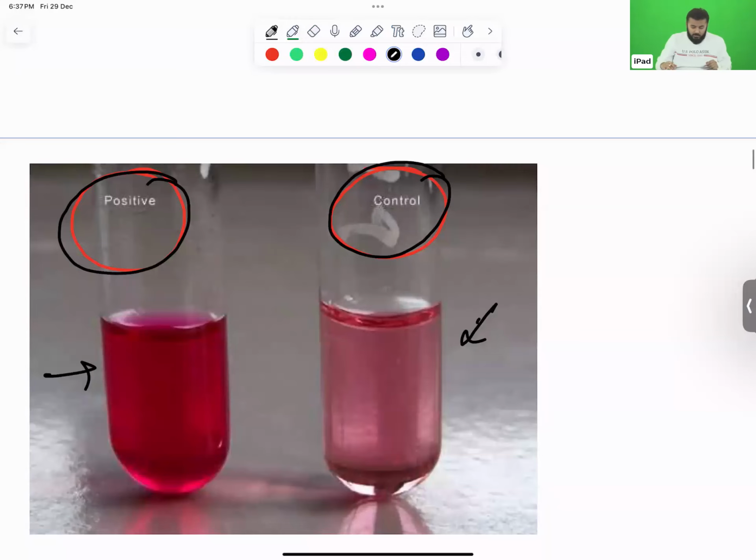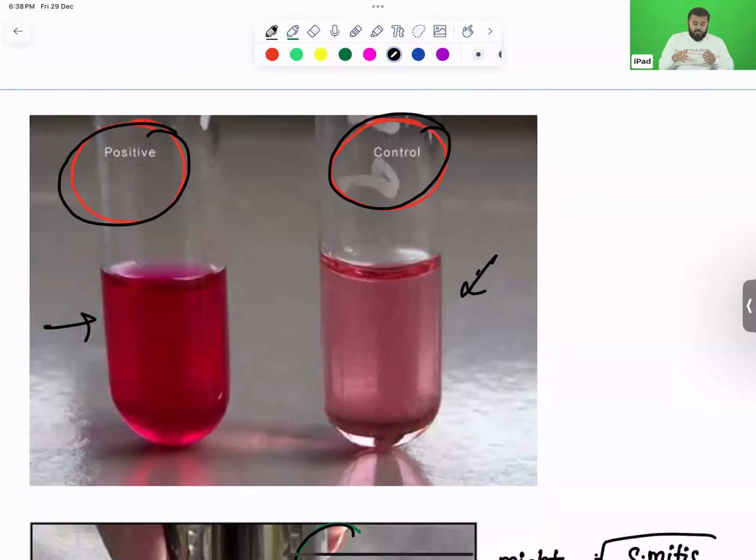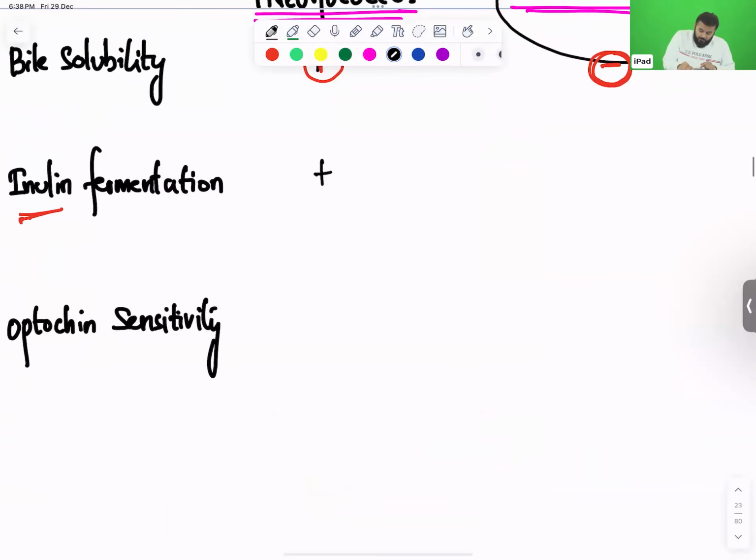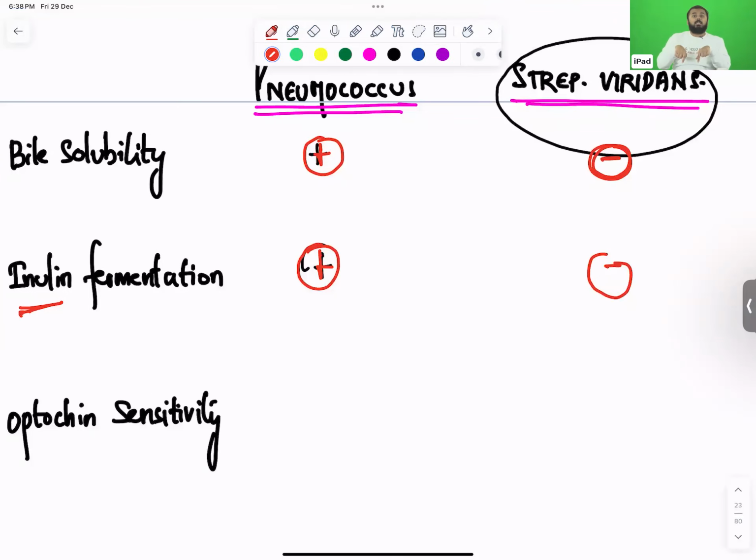Very good. So the same concept is applying over here, which is bile soluble, which is bile insoluble. So here it is inulin positive, which means it ferments inulin. Here it doesn't ferment inulin. Okay. When it comes to optochin sensitivity, we already discussed it in the starting. It is optochin sensitive, it is optochin resistant. Which is optochin sensitive? Okay, pneumococcus is optochin sensitive or resistant? Very good, very good.